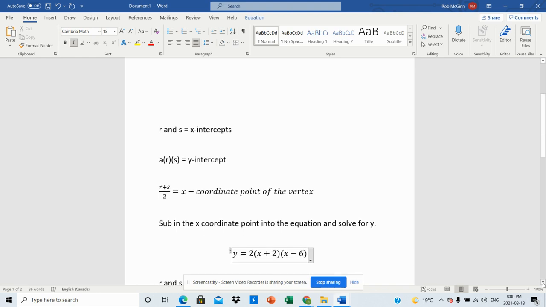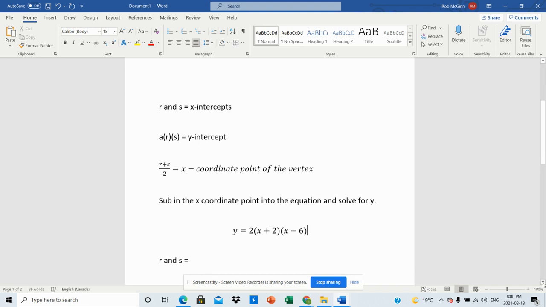All right, so let's use an example. Y equals 2 (x plus 2) (x minus 6). So we can see we're in factored form here. The first thing that we'll notice is what our x-intercepts are. Now, be careful. Our x-intercepts are actually the numbers here, but with opposite signs. And the reason being, our general form of the equation is (x minus r) (x minus s). So we want r and s. We want the flipped sign version of that.